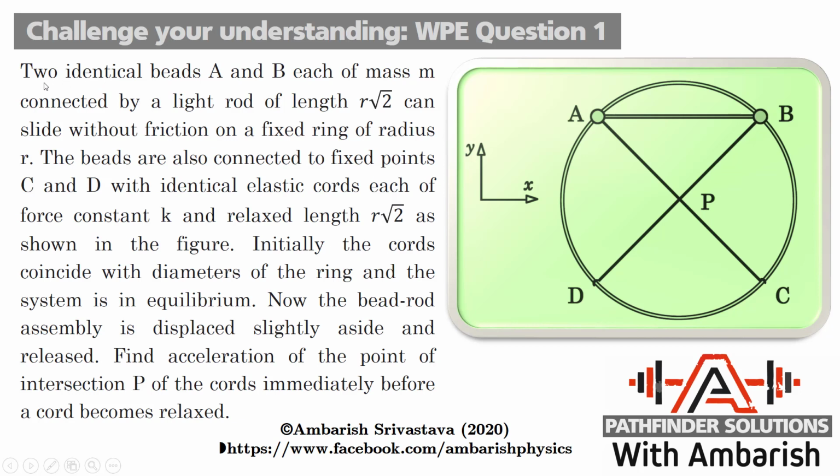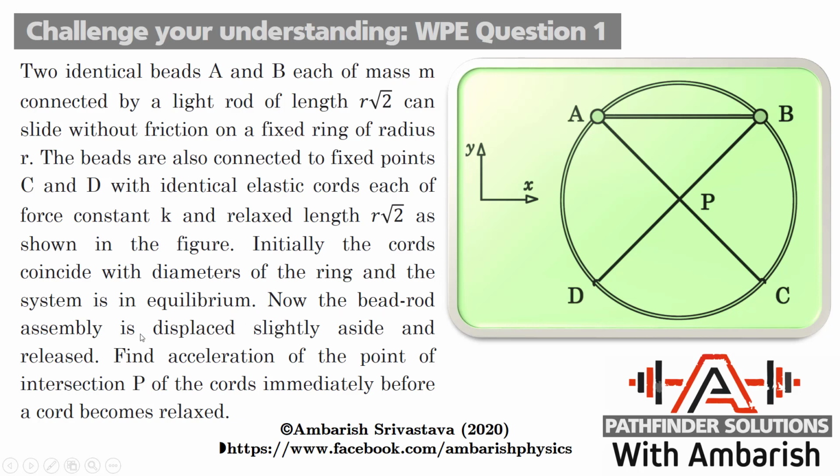What's the challenge? Two identical beads A and B, each of mass small m, connected by a light rod of length r root 2, can slide without friction on a fixed ring of radius r. The beads are also connected to fixed points C and D with identical elastic cords, each of force constant K and relaxed length r root 2 as shown in the figure. Initially the cords coincide with the diameters of the ring and the system is in equilibrium.